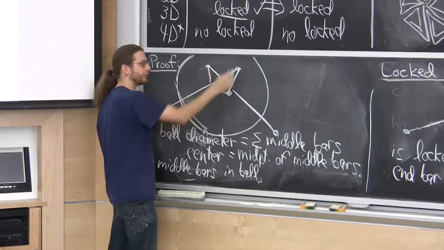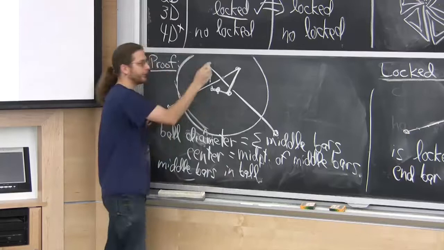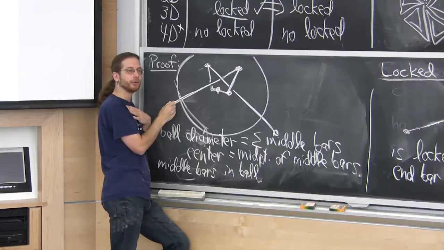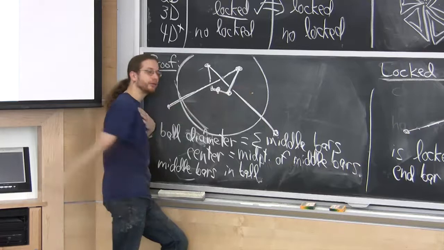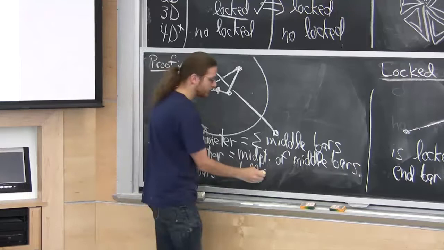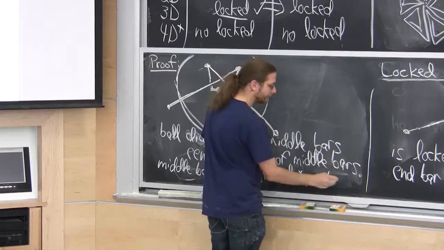What about these bars, or what about the endpoints? Well, if this point is inside the ball, which it is, and this point is inside the ball, which it is, then this thing is longer than the diameter of the ball. This thing is greater than the sum of the middle bars. The diameter of the ball is the sum of the middle bars. So if I take any point inside the ball and move straight from there by more than the diameter of the ball, I must go outside the ball. So the endpoints are outside the ball.